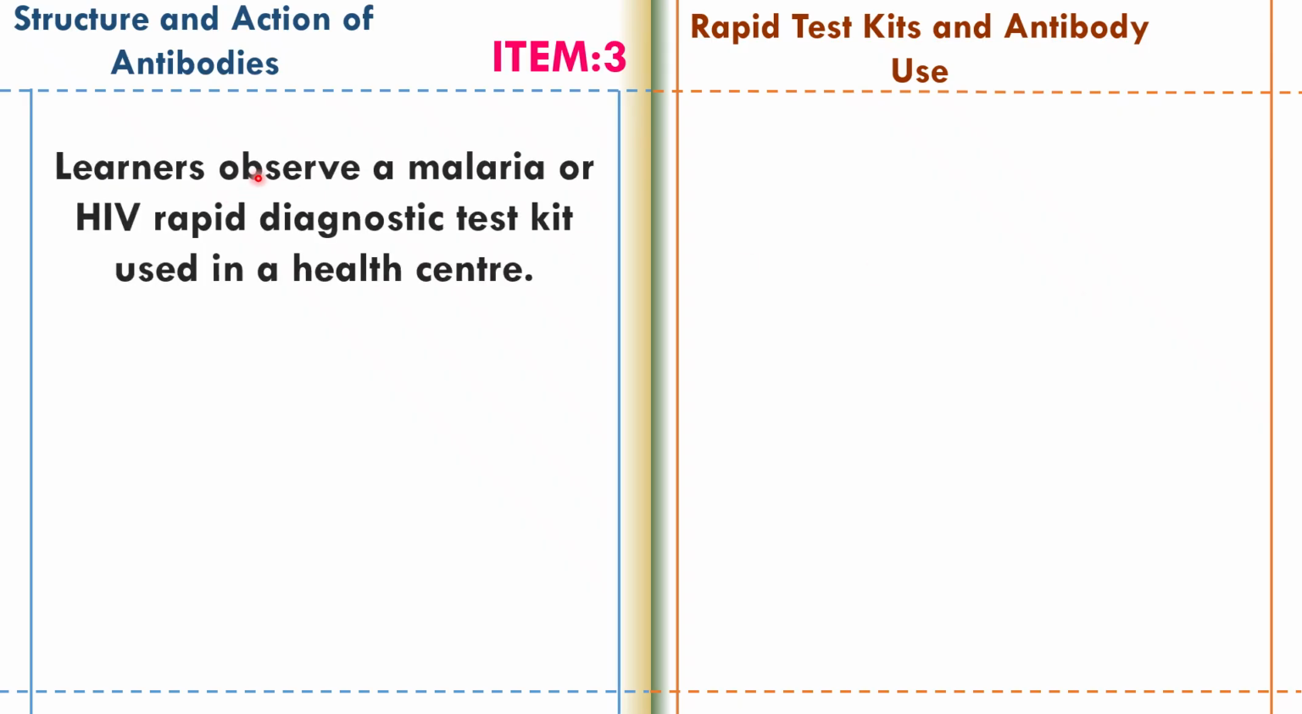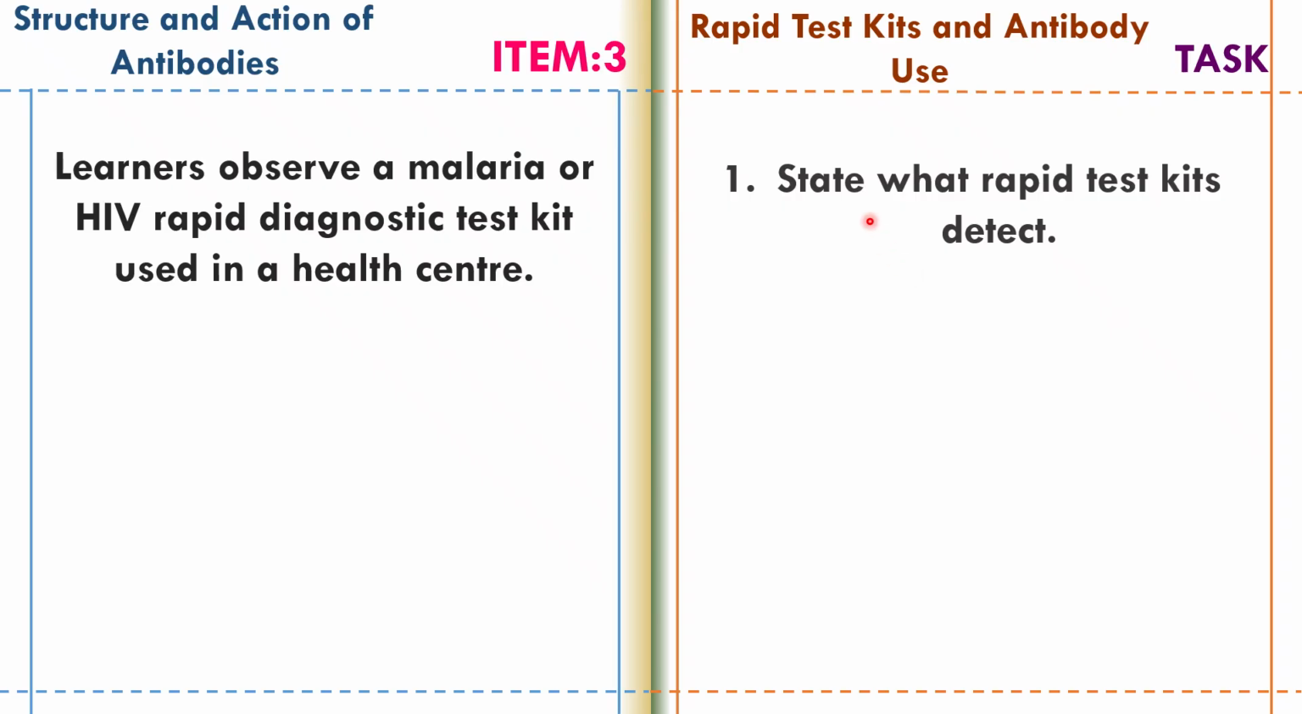Structure and action of antibodies. Item 3. Rapid test kits and antibody use. Learners observe malaria or HIV rapid diagnostic test kits used in a health center. Task. State what rapid test kits detect.